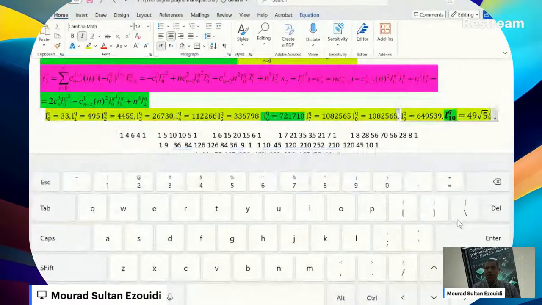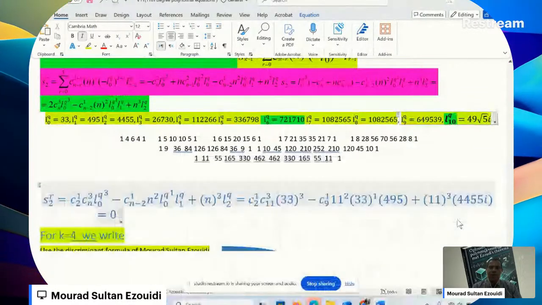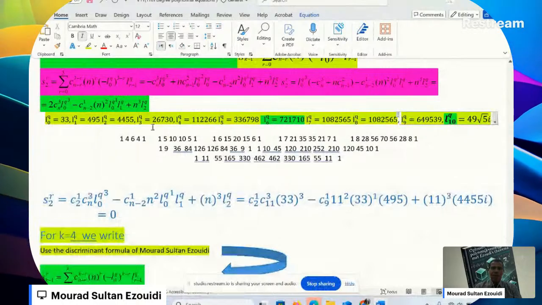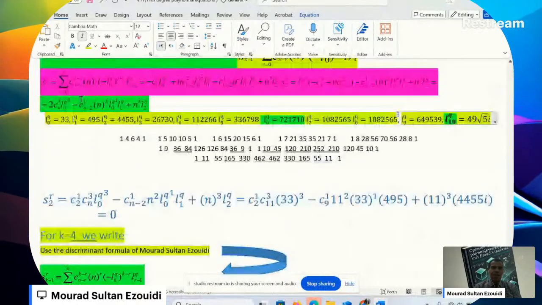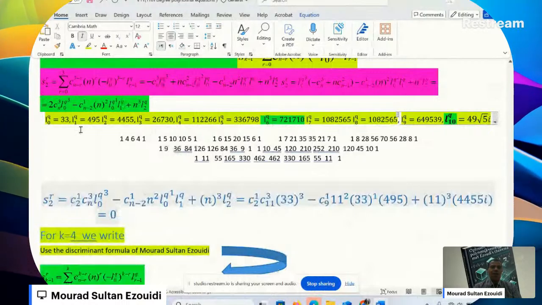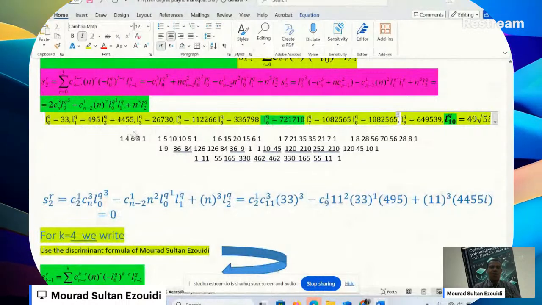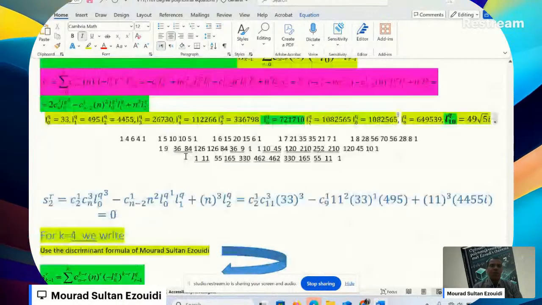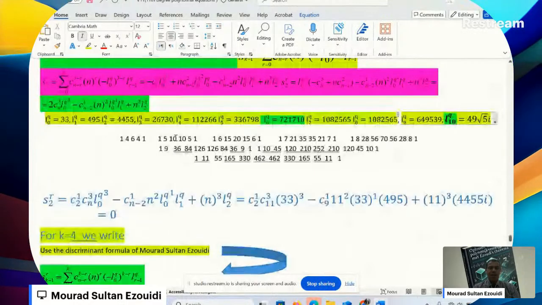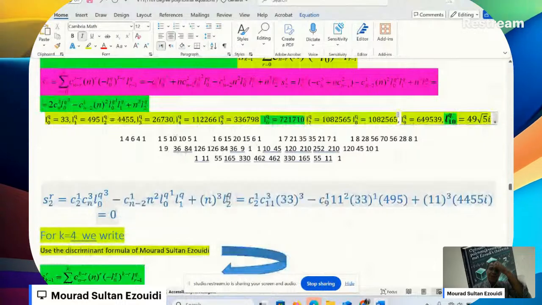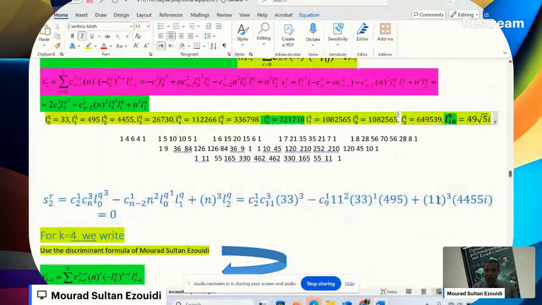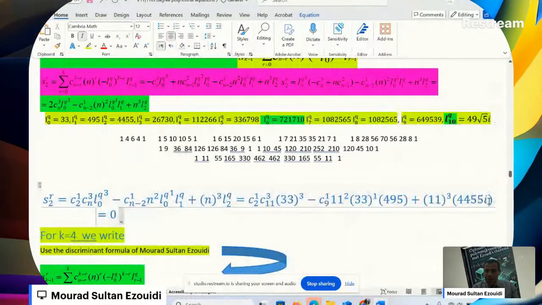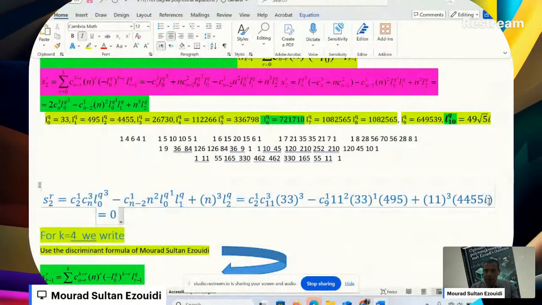Is 49 root of 5. Now, my kids, I will apply this formula of S2. Then I'm going to substitute L0 with 33, L1 with 495, L2 with 4455, and so on, up to L2. So this one, my kids, is equal to, now, okay, is equal to, now.